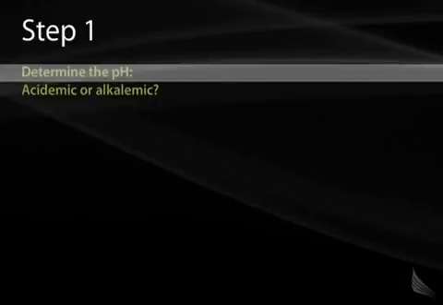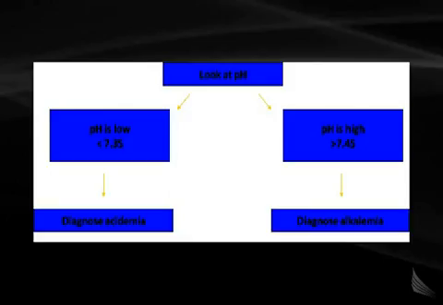Step 1. Determine the pH. Is the patient acidemic or alkalemic? If the pH is low, there's an acidemia. If the pH is high, there's an alkalemia. Relatively straightforward.